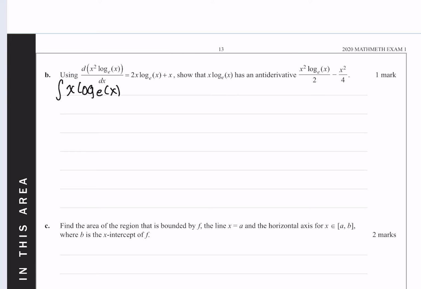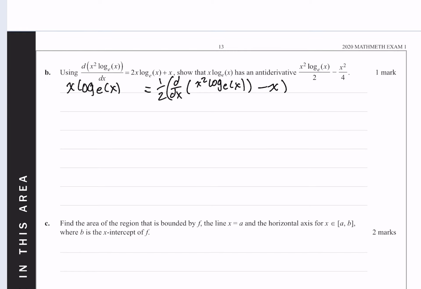So for this question, we want x log e to the x by itself, but we only have 2x log e to the x plus x. So we minus x, and then we divide both sides by 2 to get rid of it from the left-hand side of the equation. And then half is a constant, so it doesn't have to be under the integral. And then we integrate both sides. And then that gives you the antiderivative of x log e to the x.